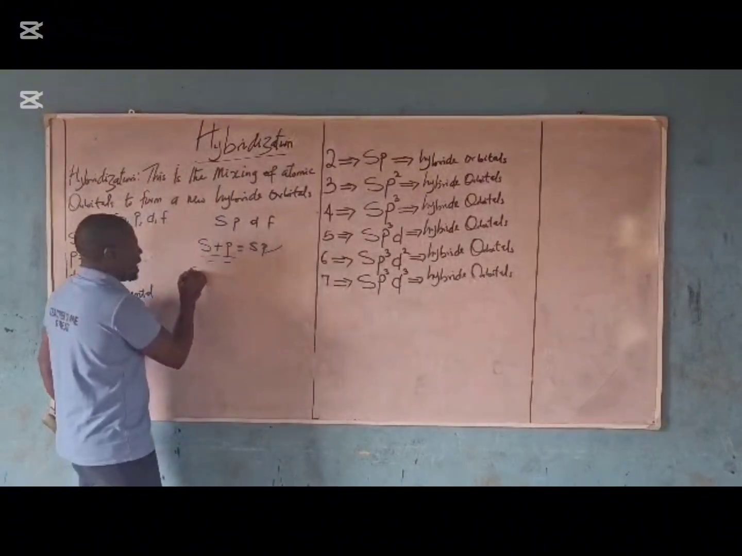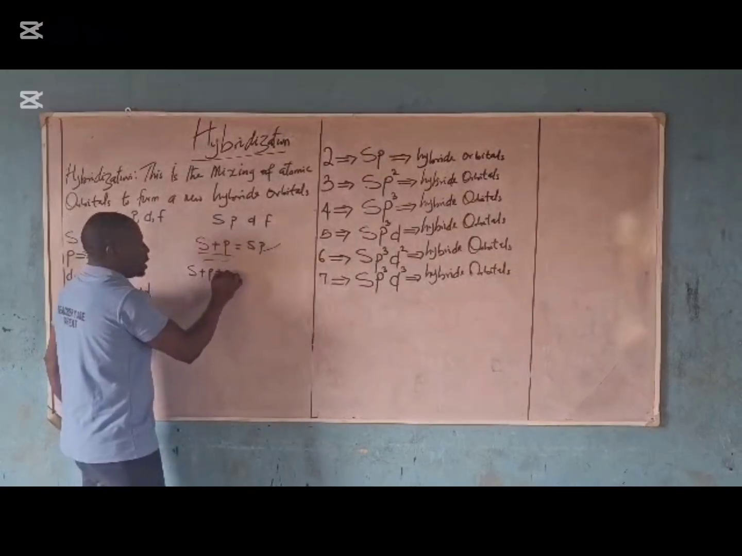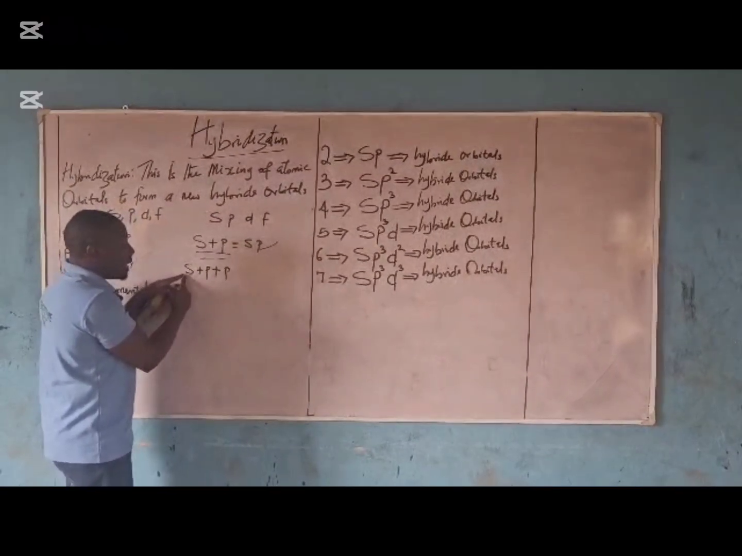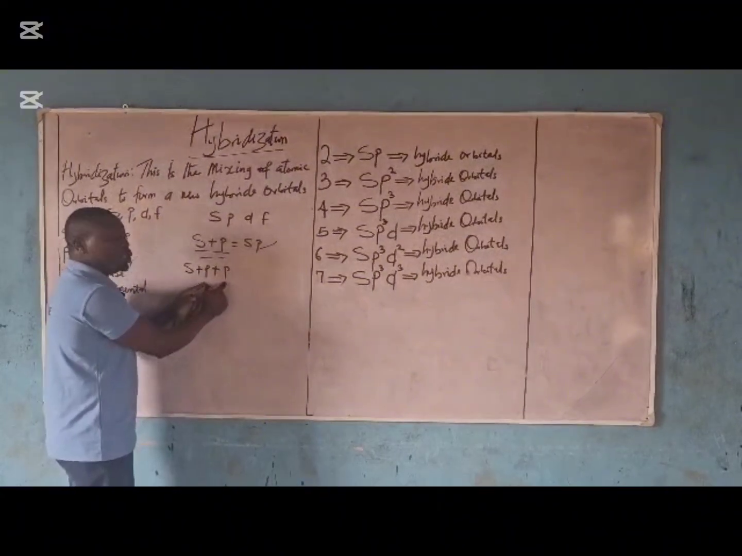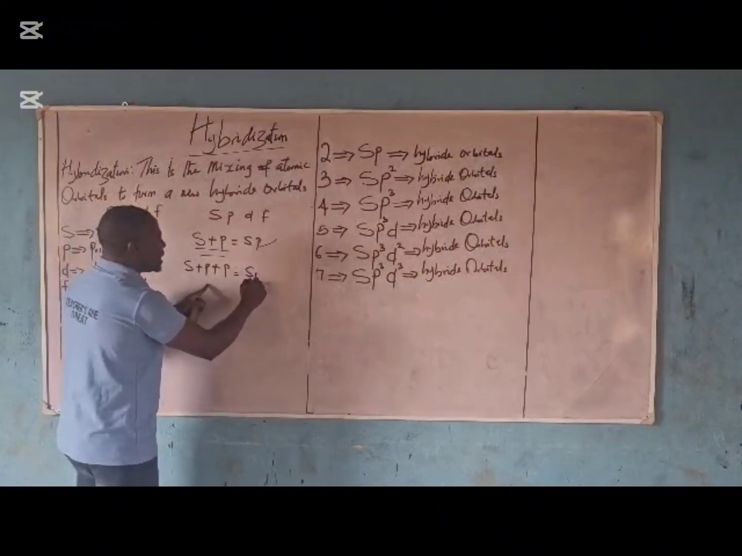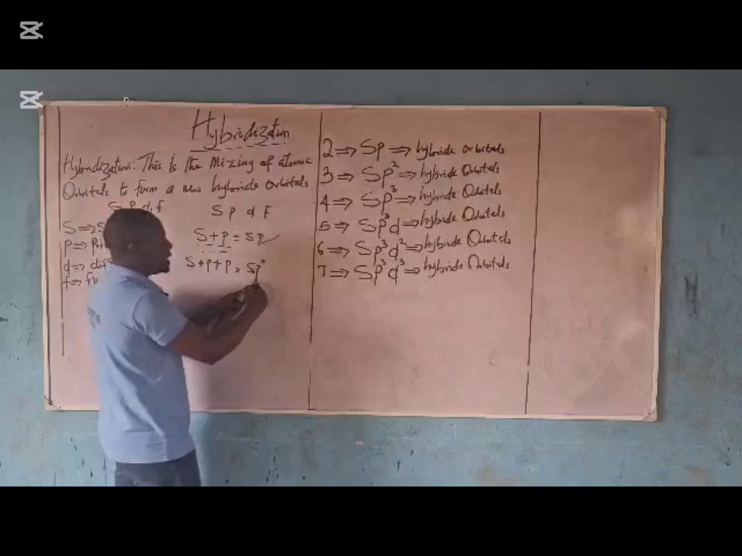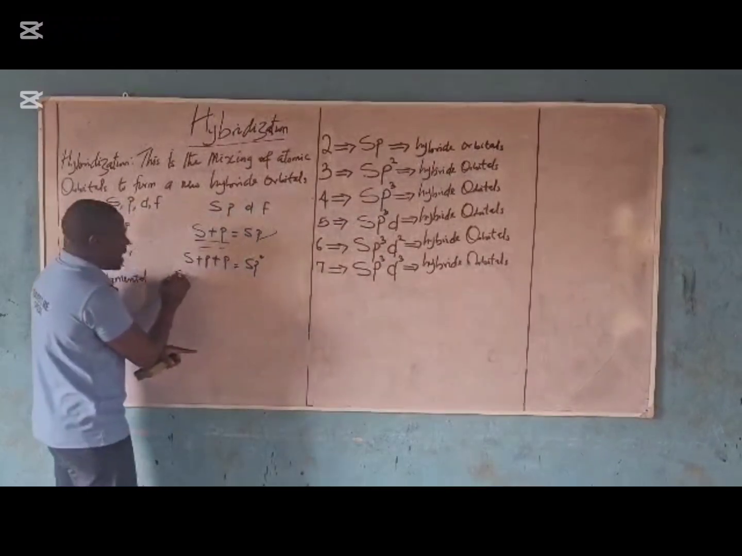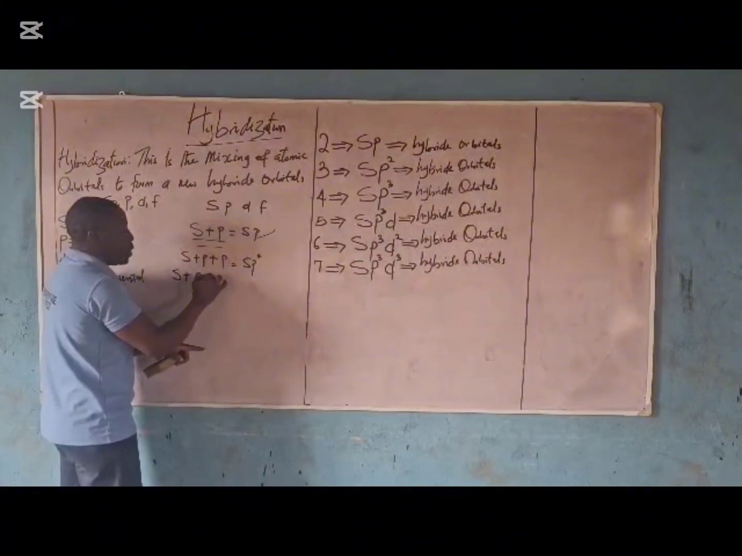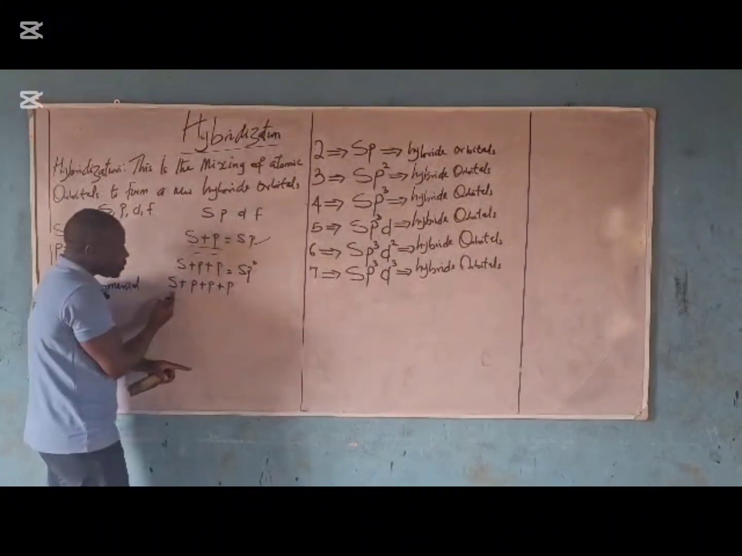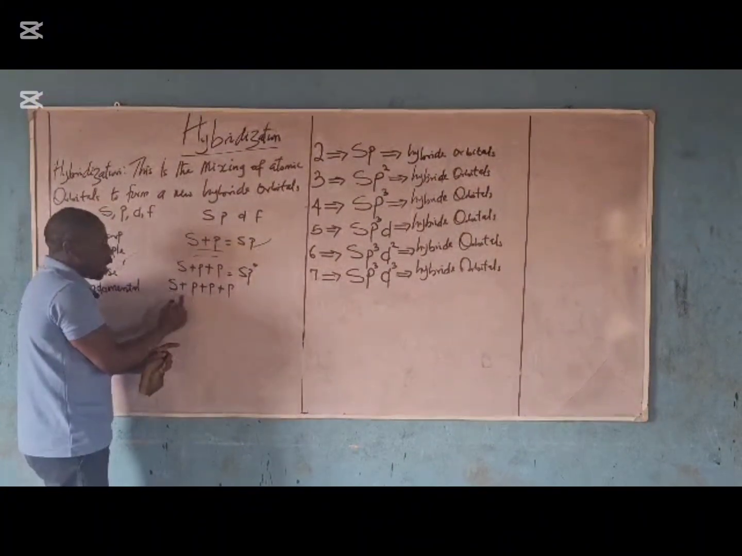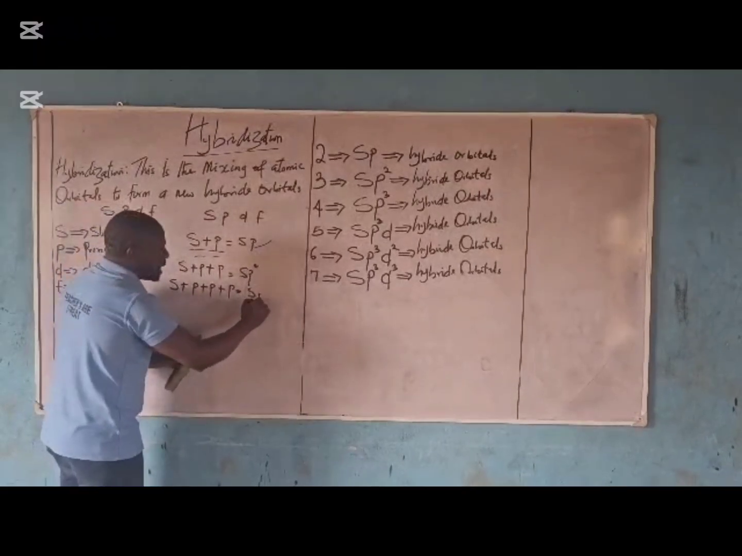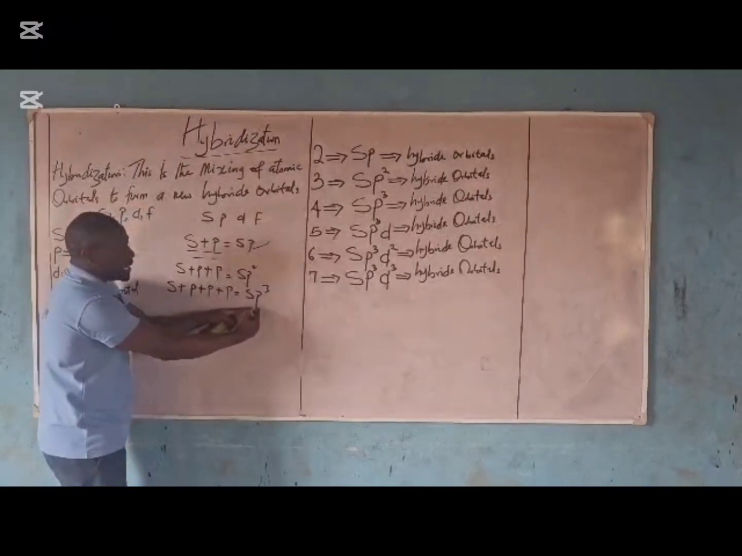Then we also have S plus P plus P. In this case, we have one S combined with 2P. It forms sp². So this sp² is the hybrid. Now we have S plus P plus P plus P. One S orbital combines with 3 P orbitals to form sp³. So this is the hybrid.